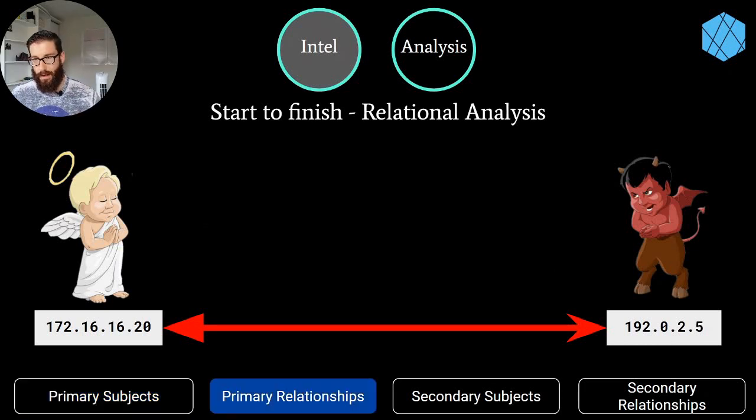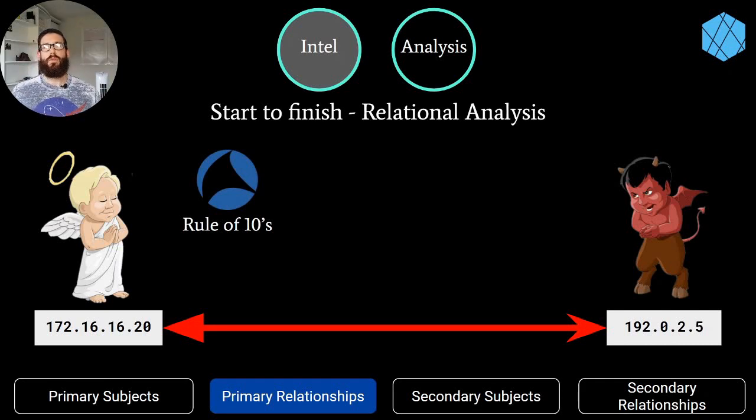So next, we figured out the subjects, so we've examined them. Now we're going to figure out more about the relationship between these two subjects. And in this book, he mentions this thing called the rule of 10s. He mentions this idea because a lot of issues happen with new analysts where they extract too much data for an investigation, or they don't extract enough. With the rule of 10s, you take the previous 10 minutes, the historical 10 minutes, and the future 10 minutes associated with the event. So 10 back and 10 forward.